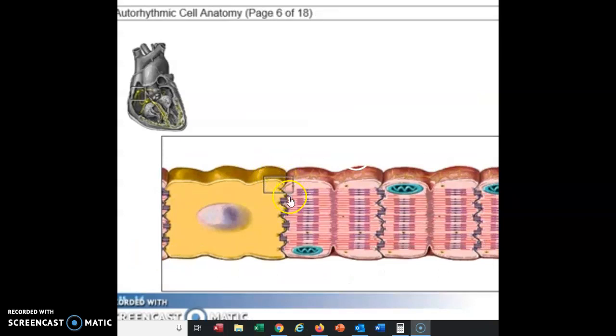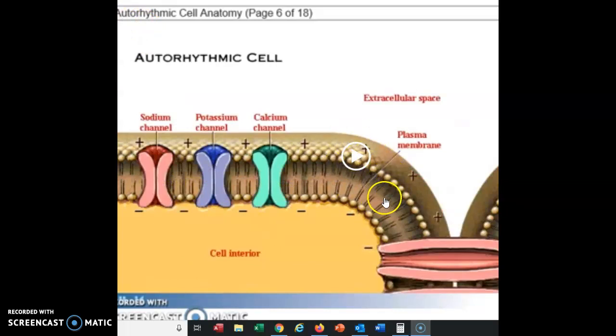Now if we took a section out of this autorhythmic cell and a little section out of that contractile cell and we blew it up to look at the subcellular parts, then we can actually see what's going on with the ions. So let's do that. So notice here's the corner of that autorhythmic cell. Here's my phospholipid membrane. Here's my gap junction that's allowing ions to flow from one cell into another. So over here, this cell that we're partially seeing would be the contractile cell connected to it.